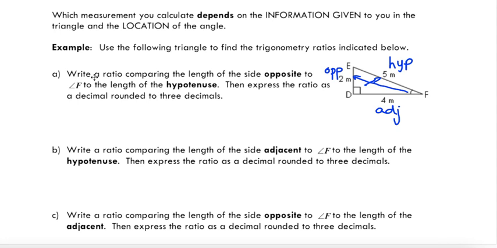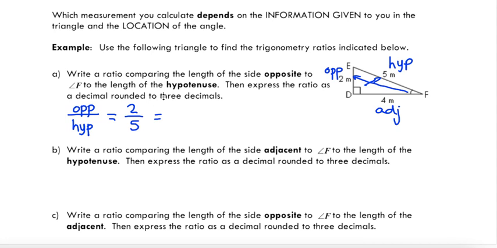Part A says to write a ratio comparing the length of the side opposite angle F to the length of the hypotenuse. A ratio is a fraction. Then express the ratio as a decimal rounded to 3 decimal places. So my ratio is opposite over hypotenuse. Now I'm just going to plug in the numbers for those sides from my given triangle. The opposite side has a measurement of 2 meters. My hypotenuse side has a measurement of 5 meters.